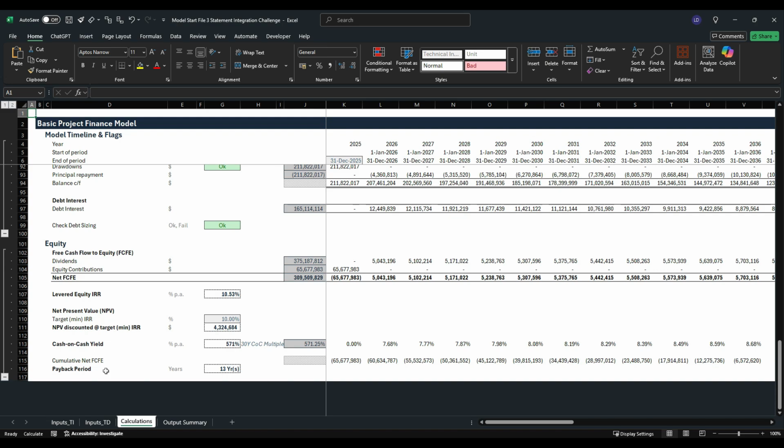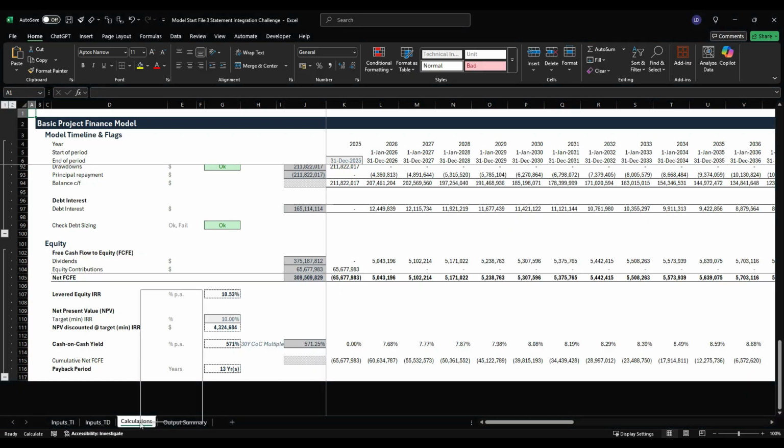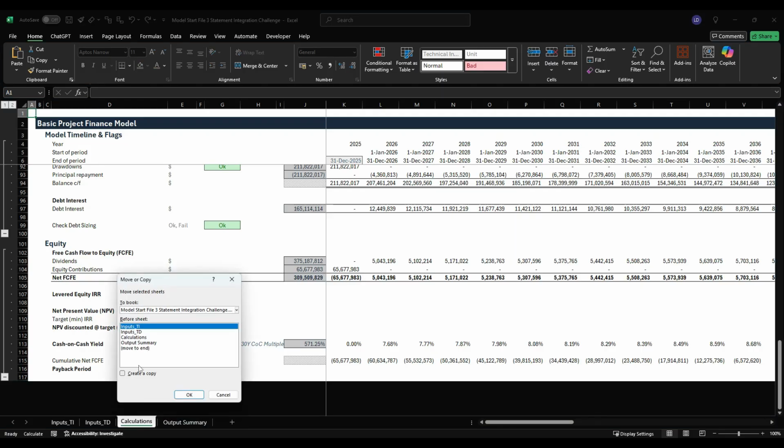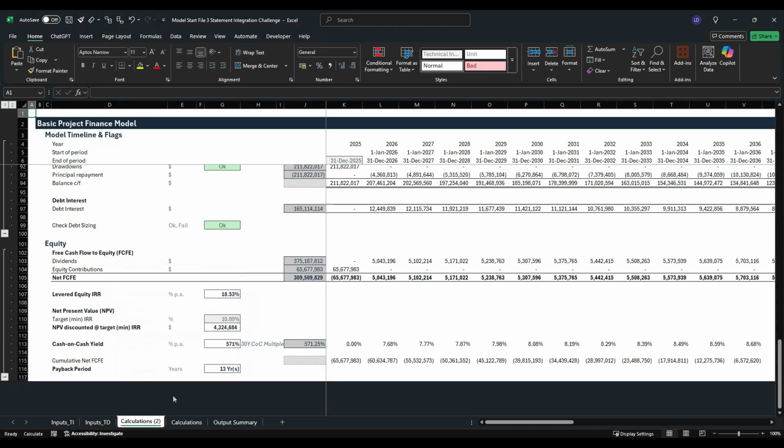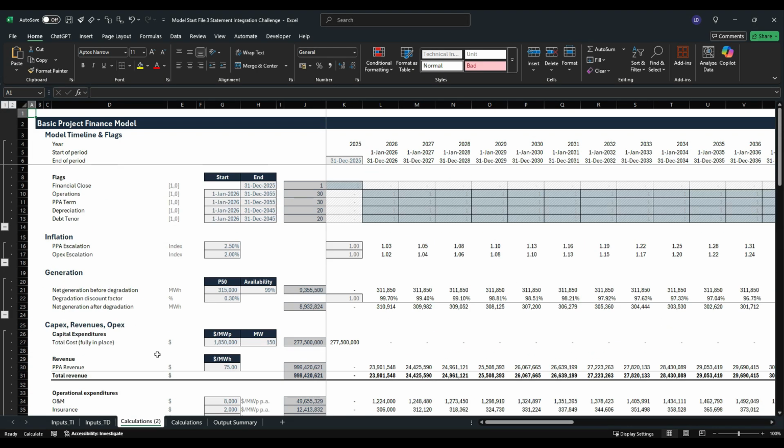Now in this case study, we will take it a bit further and start modeling our fully integrated financial statements. To do this, the first thing we will do is right click down here on our calculation sheet and say move or copy. We want to create a copy of this sheet in front of our calculation sheet. Hit OK. So we basically just replicated the same sheet.